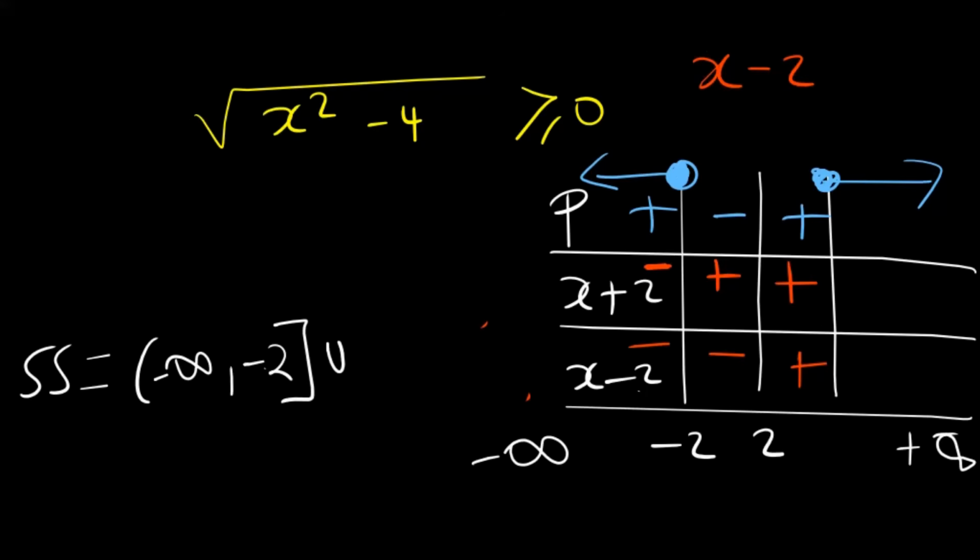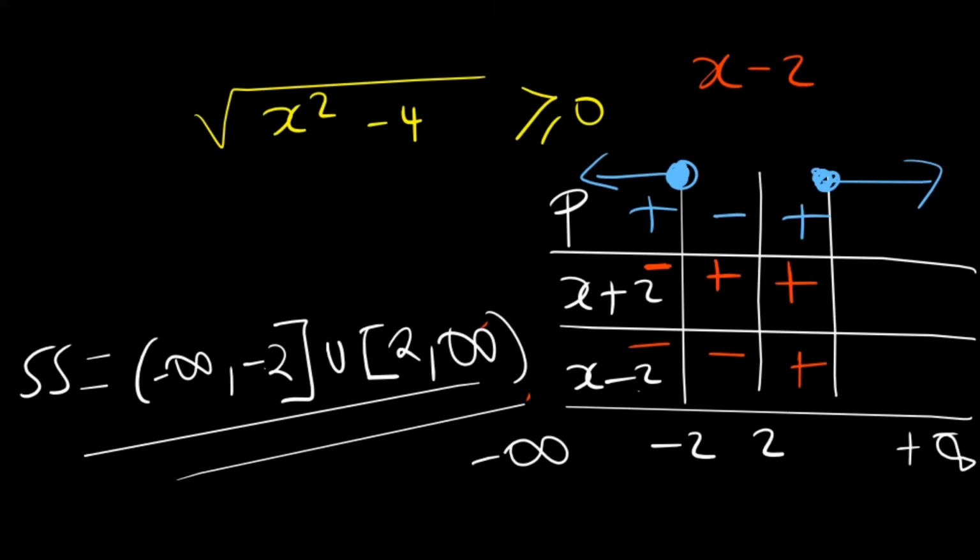Union. We come to the other 2. If we put 2 here and we square, 2 squared is 4. 4 minus 4 is still 0. The square root of 0 is 0. It's still fine. It's not making the function undefined. So we can include it. So this will be the solution set. So that is how we solve these ones.